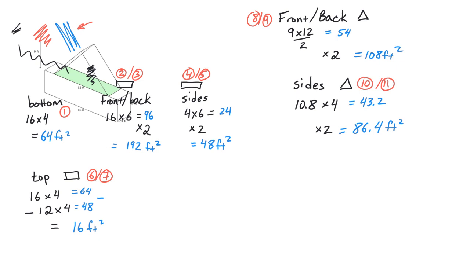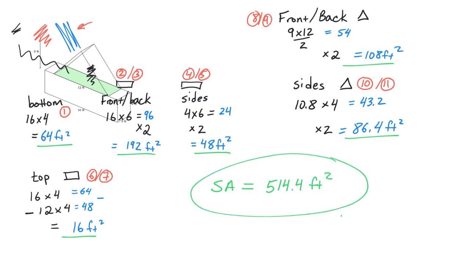So my final answer, my total surface area for this shape, is going to be the sum of all these numbers. So I'm just going to add these guys together. So my final answer is that the surface area is 514.4 feet squared. And that is how you find the area of a 3D composite shape.